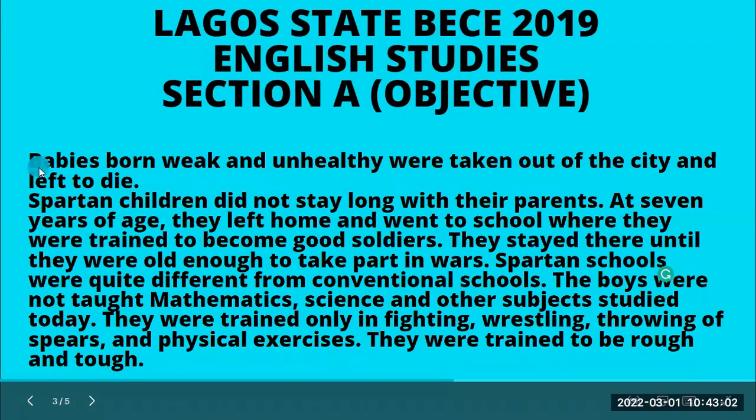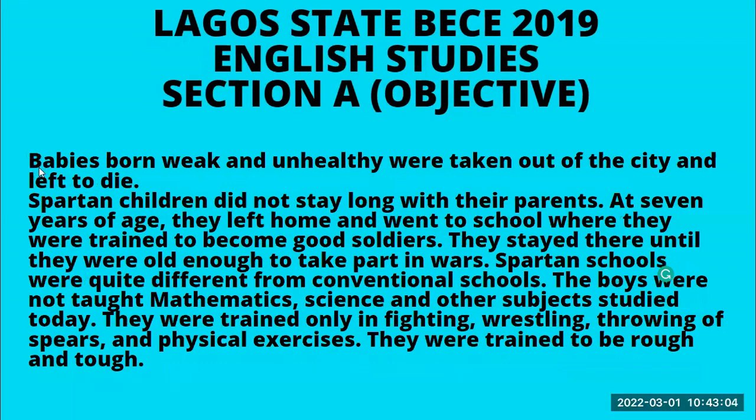Babies born weak and unhealthy were taken out of the city and left to die. That answers our second question: babies born weak were left to die. That's the option here in the passage. We already know it because we read the questions first, so we don't waste our time.